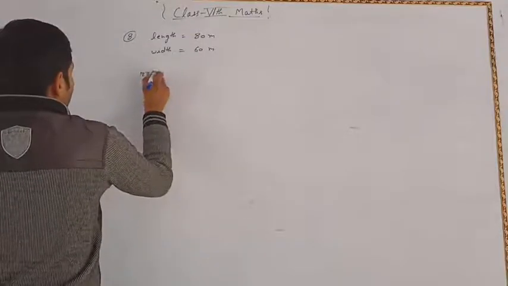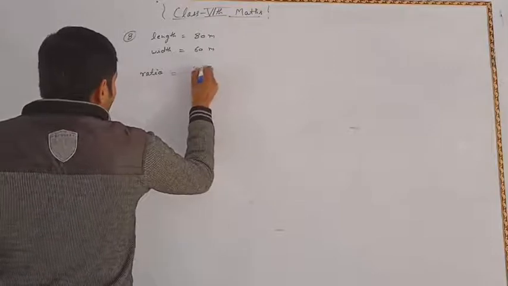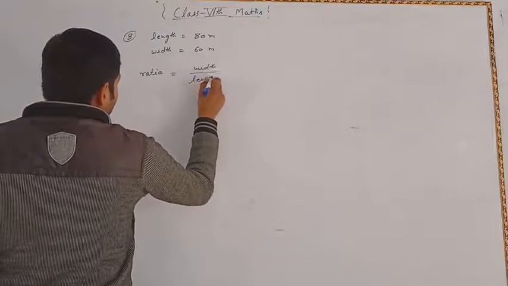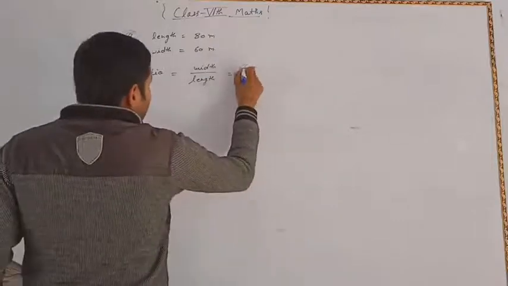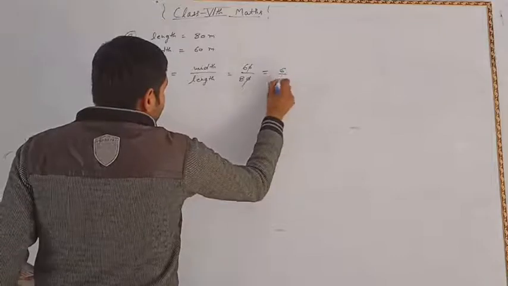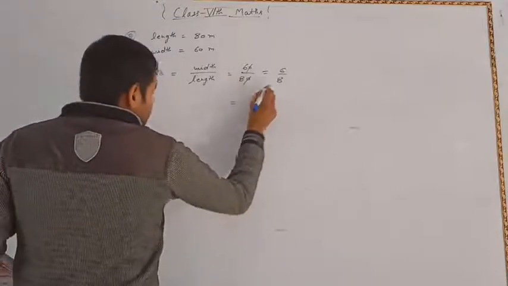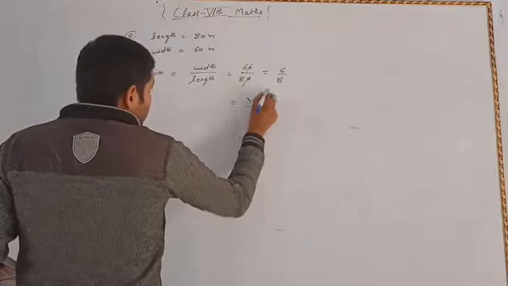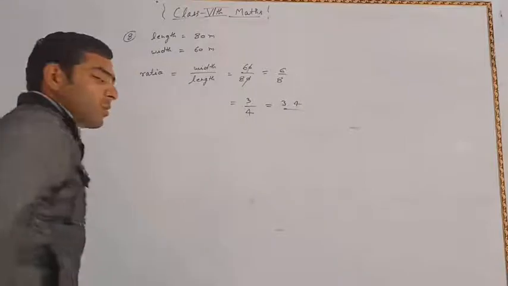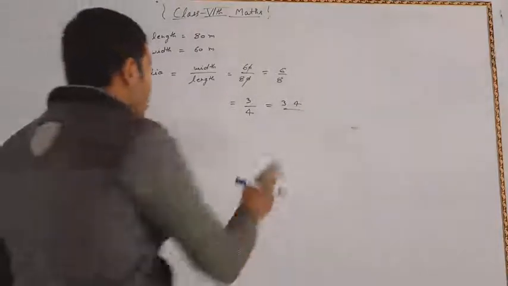So the ratio is equal to width upon length, which is equal to 60 upon 80, which is 6 upon 8. Here we get 2 3s are 6, 2 4s are 8. So the ratio is 3 to 4. Okay? This is our solution of this problem.